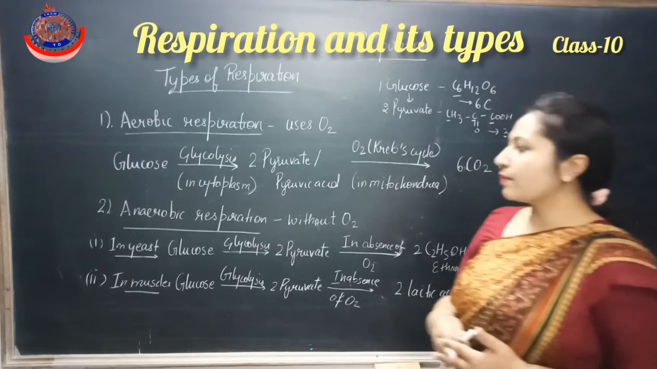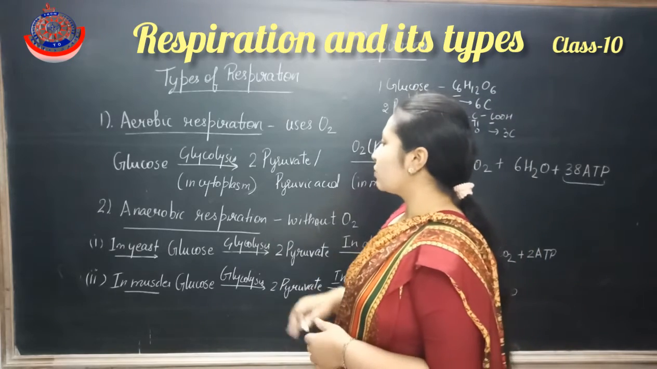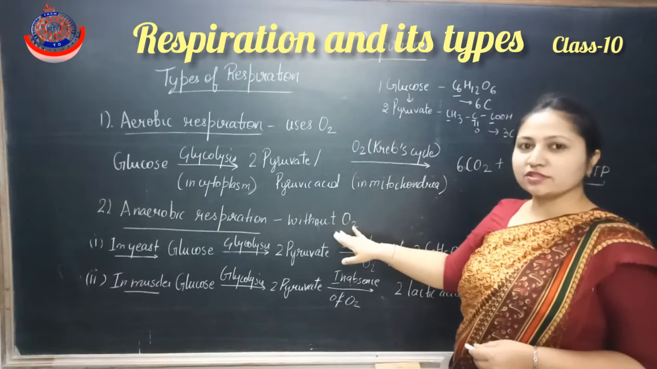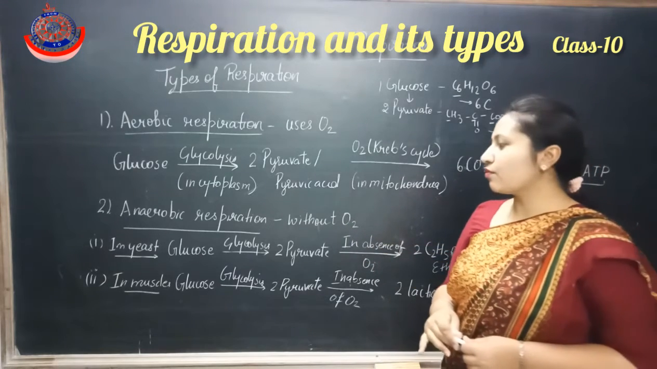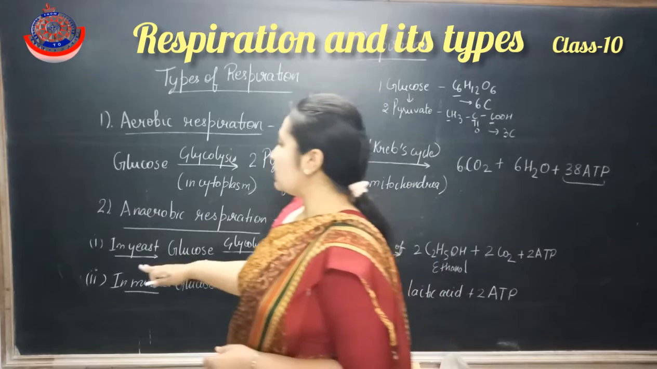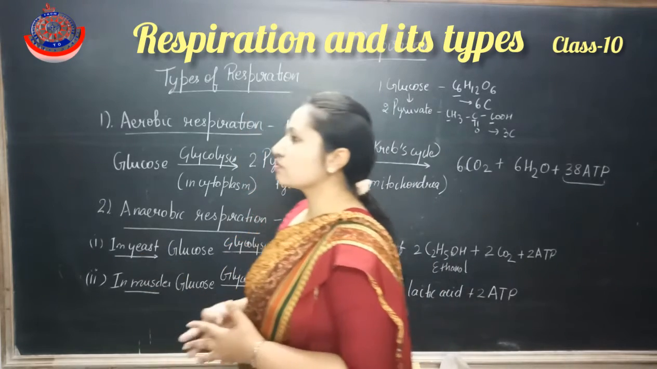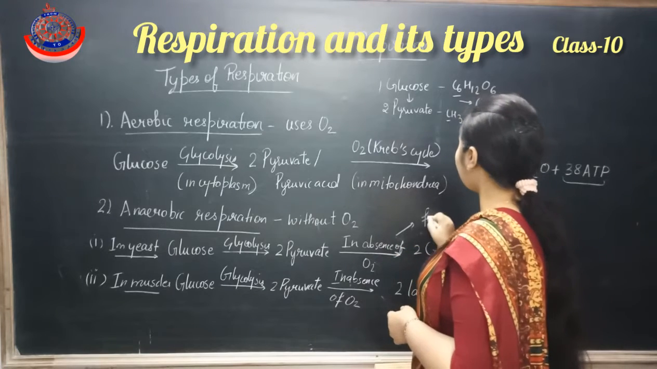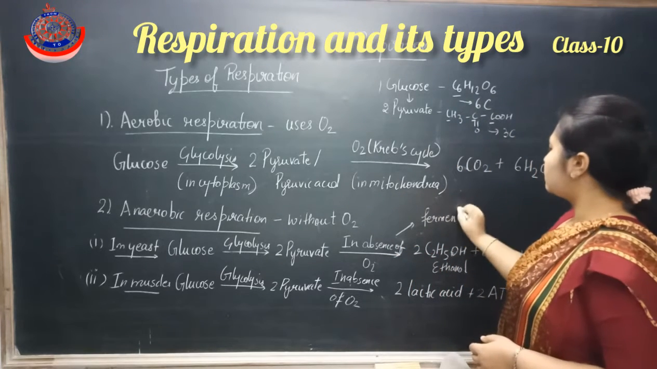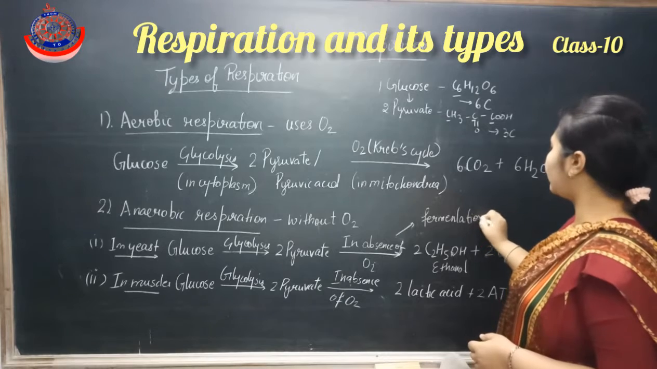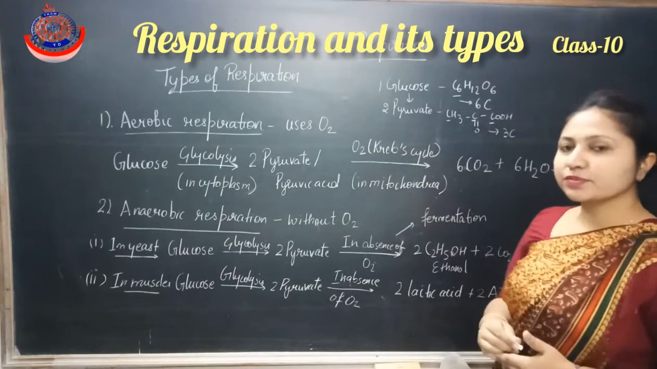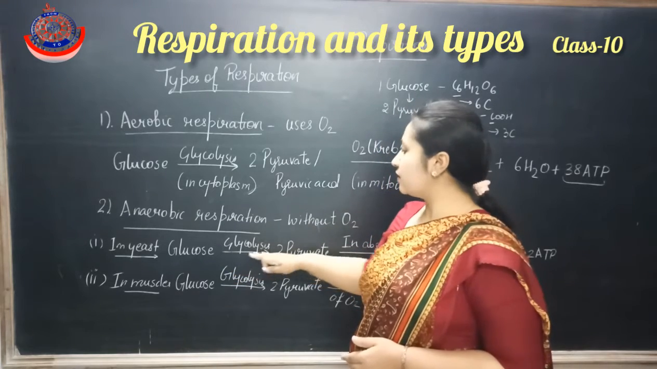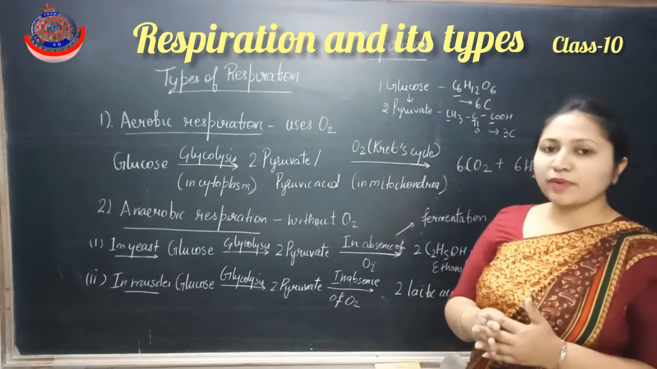And if we talk about anaerobic respiration, it occurs in the absence of oxygen. First is that in yeast. In yeast also anaerobic respiration occurs, and this is known as the fermentation process. In this case, what happens? When glycolysis occurs, glucose is converted into 2 pyruvate molecules.